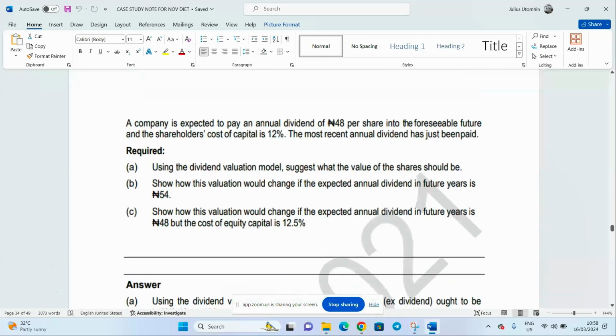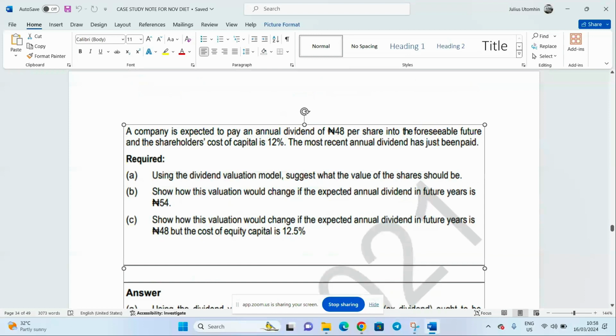Yes, all right. Now, the third question is saying how this valuation would change. You know how we got that 450, right? I know. The one you said I should do now, 54 divided by 0.12.